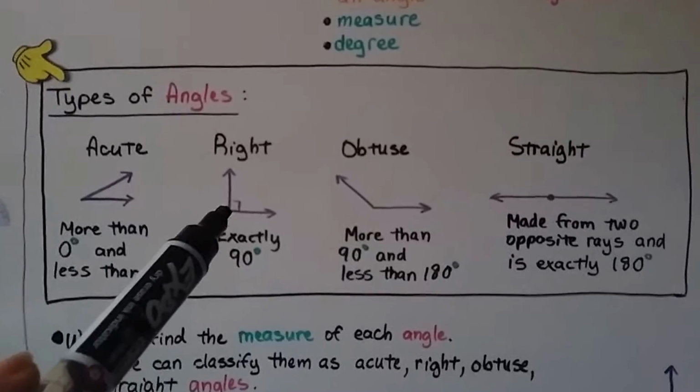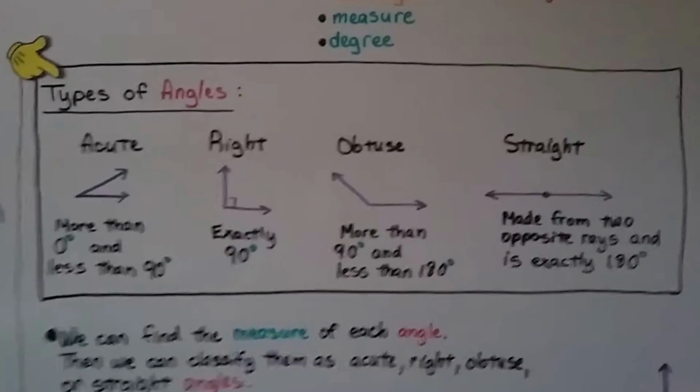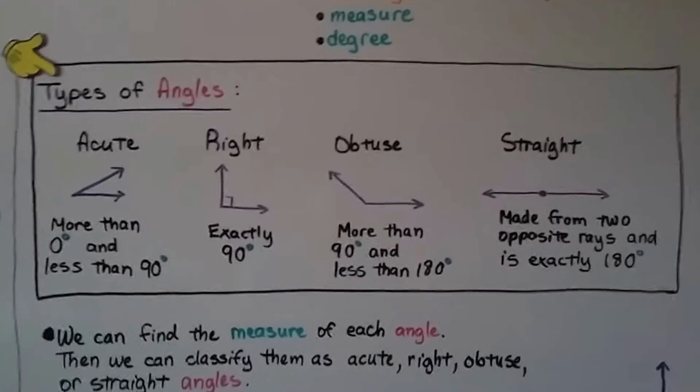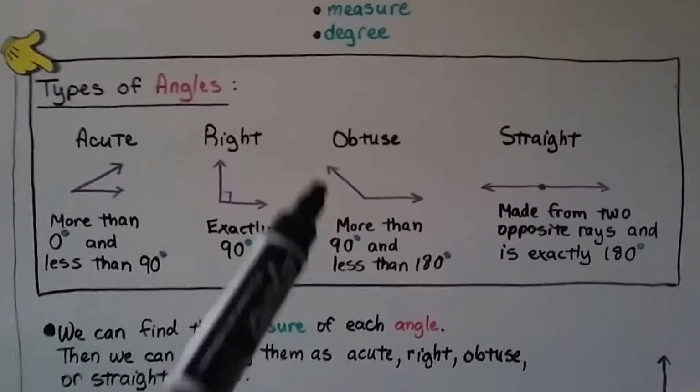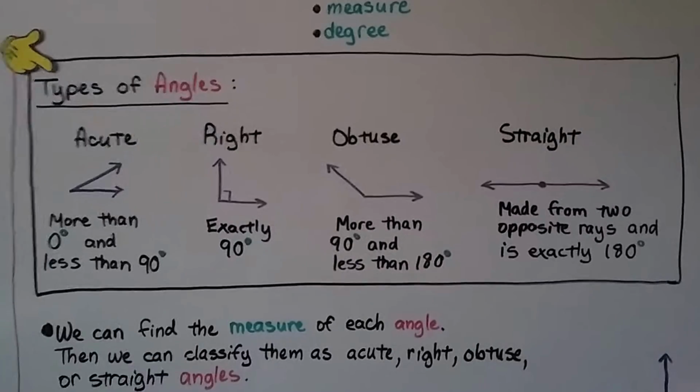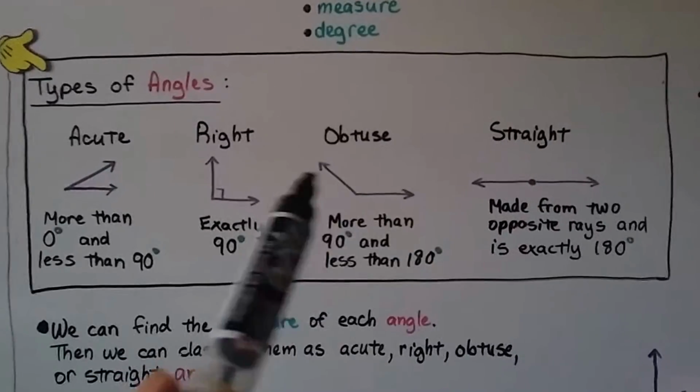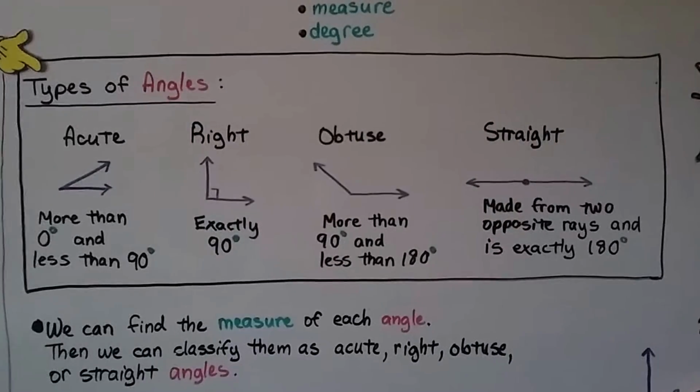A right angle has a little box in here telling us it's a right angle, and it's exactly 90 degrees, like the corner of a paper or a box. Obtuse, because of this OB, I just think obese. So I think that's the big angle, okay? It's more than 90 degrees and less than 180 degrees.